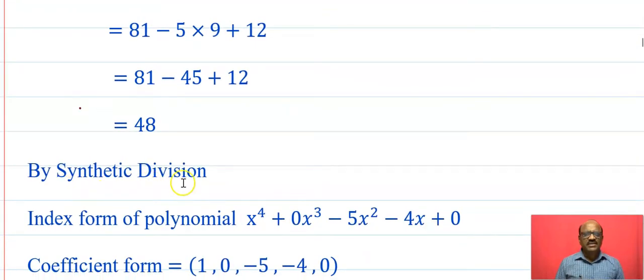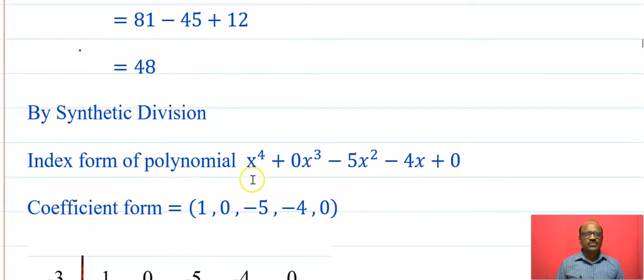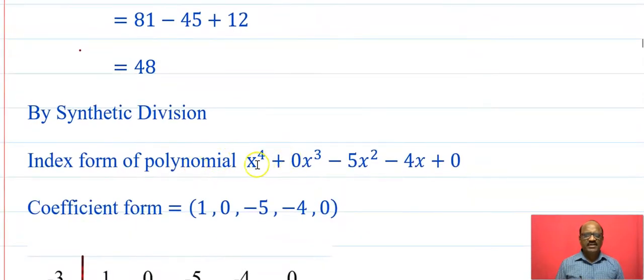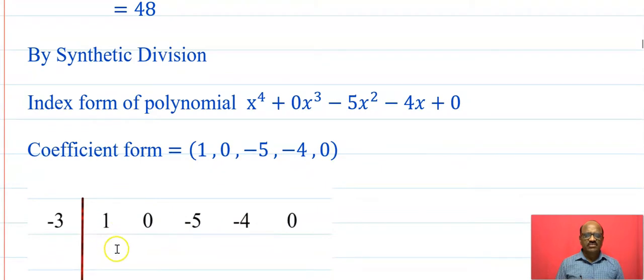Okay, by the synthetic division, x raised to 4. Now see this polynomial, x raised to 4 minus 5x square. The cubic term is absent and the constant term is absent. Therefore, we will write in the index form: 4th power, 3rd, 2nd, 1st and constant. x raised to 4 plus 0x cube minus 5x square minus 4x plus 0. The coefficients are 1, 0, minus 5, minus 4, 0.